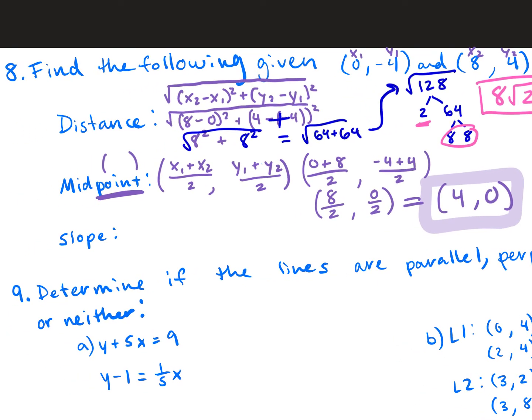And then lastly, let's find our slope. So our slope formula is y2 minus y1 over x2 minus x1. So this would be 4 minus negative 4 over 8 minus 0. So on top, this turns into a plus. So we get 8 over 8, which simplifies to 1. So our slope would be 1.